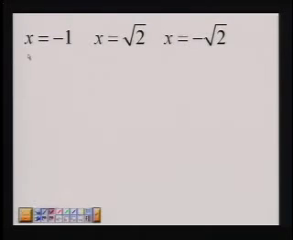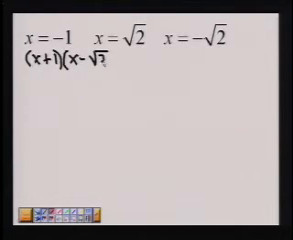Now let's try one where the roots are irrational. Suppose I want a polynomial whose roots are -1, radical 2, and negative radical 2. We're going to write the factors and multiply just like we did before. So I have x plus 1, x minus radical 2, and x minus negative, or plus, radical 2.